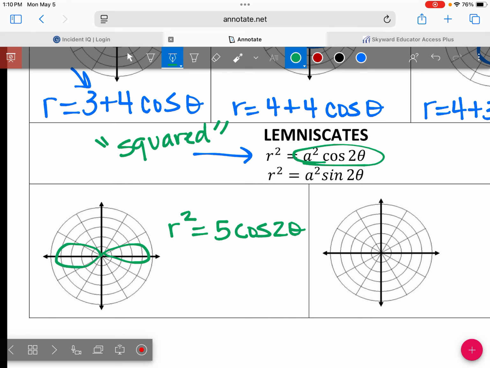And, wait, I didn't mean to, sorry, not 5, 25. And let's talk about why it's 25. What is the square root of 25? So if you have a lemniscate, that means it's going to hit the radius of 5. So what if I wanted to hit a radius of 4? What do you think I'm going to put in? 16. If I want to hit a radius of 3, I'm going to put a 9.